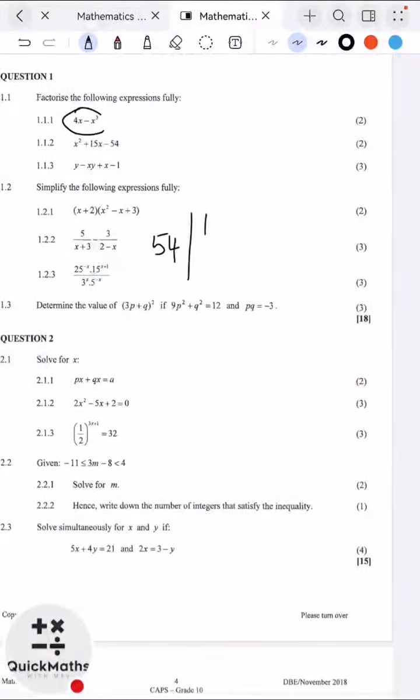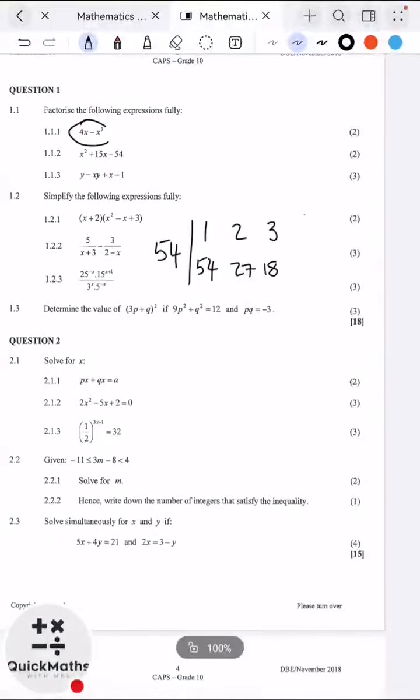1 is a factor of everything, so 1 times 54. 2 can go in there, 2 times 27. Can 3 go in there? Yes, 3 can go in there. 3 times, let's take our calculators out quickly. 54 divided by 3, that's 18. I think we've already found it because we're looking for a plus 15, but let's continue. Other factors. Does 4 go in there? No. 5 in there? No. 6 goes in there, 6 times 9. Right, so those are all our factors.